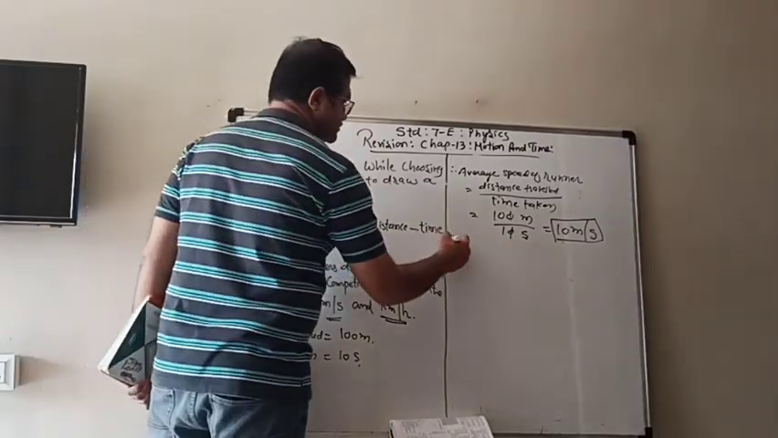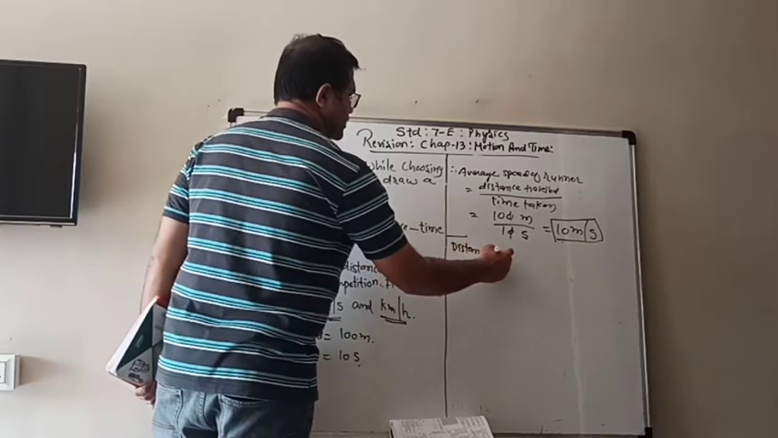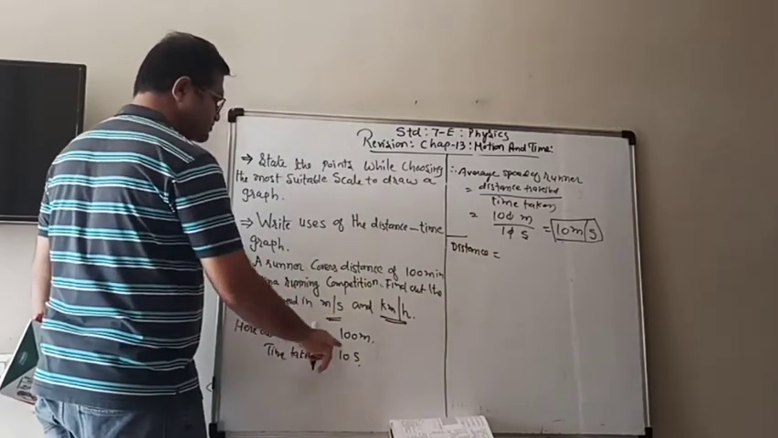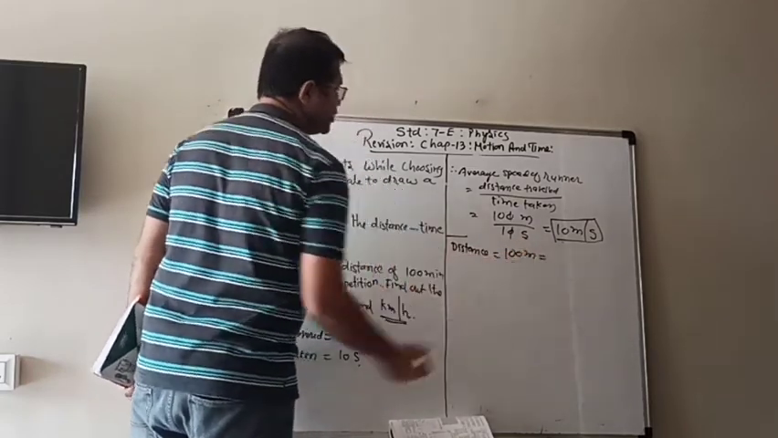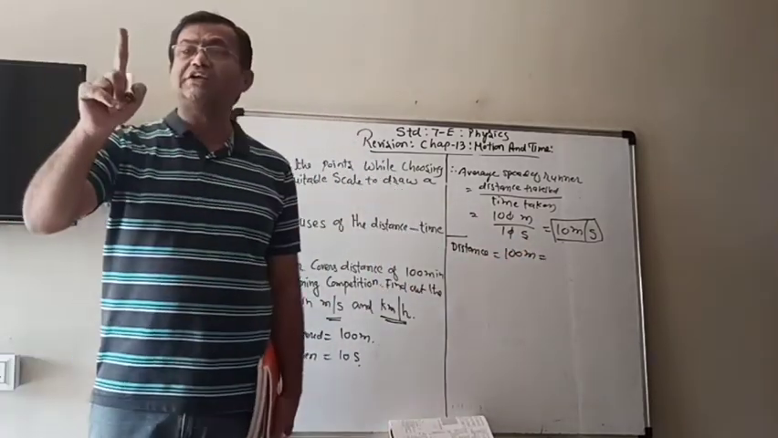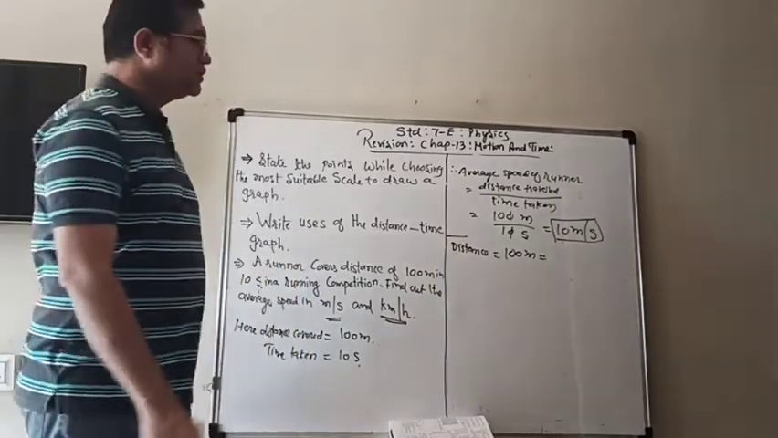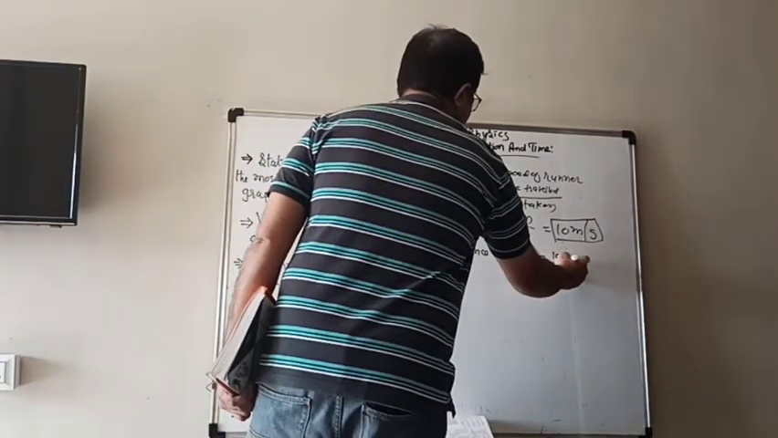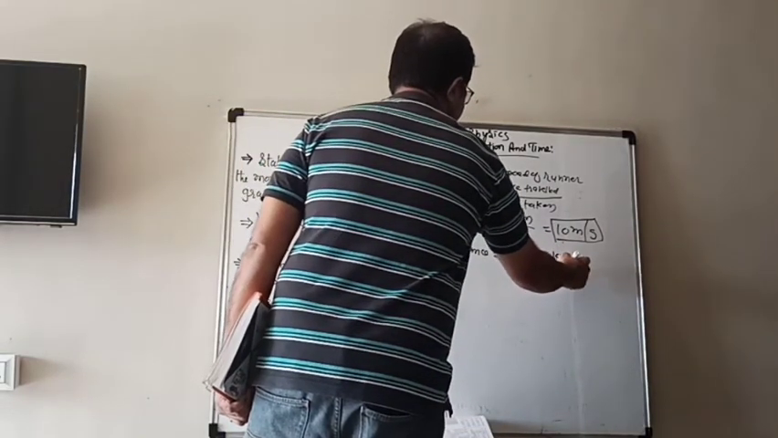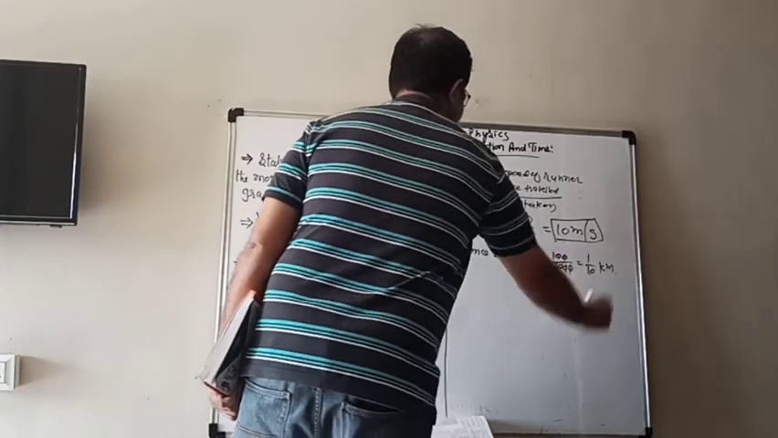So now again, distance is how much? 100 meter, but we want to convert it into kilometer. We know that 1 kilometer is 1000 meter, so we have to divide by 1000, so we can convert it into the kilometer. So that is 100 upon 1000, so 1 upon 10 kilometer.